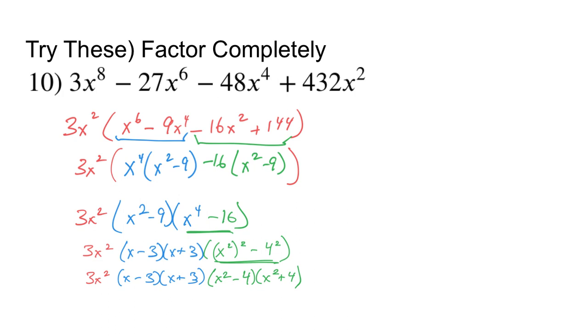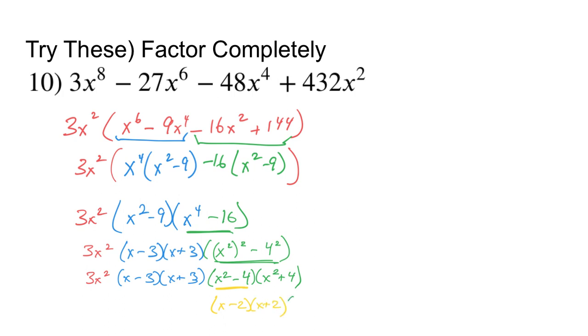All right, I got to be done now. But wait, no, I'm not. Check out this. This right here, x squared minus 4, can be factored more. We can factor that down more. That's the difference of two perfect squares. That's x minus 2 times x plus 2.